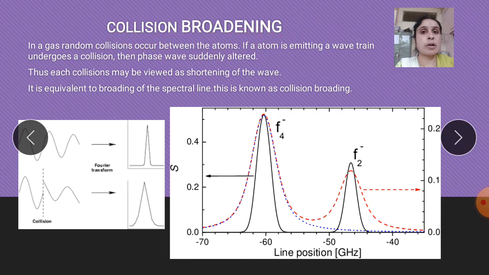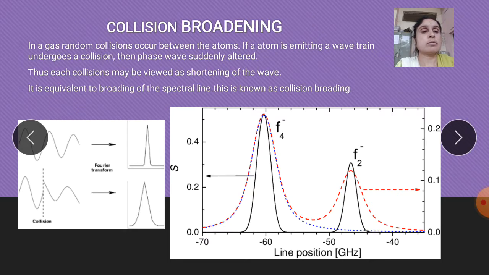In this collision broadening mechanism, in a gas, random collisions occur between the atoms. If an atom emitting a wave train undergoes a collision, then the phase of the wave is suddenly altered. In this mechanism, these random collisions take place between the atoms.